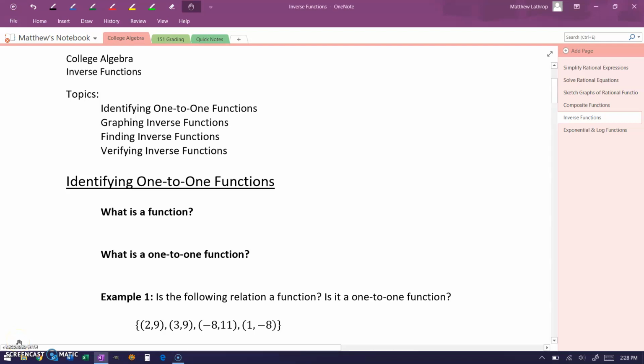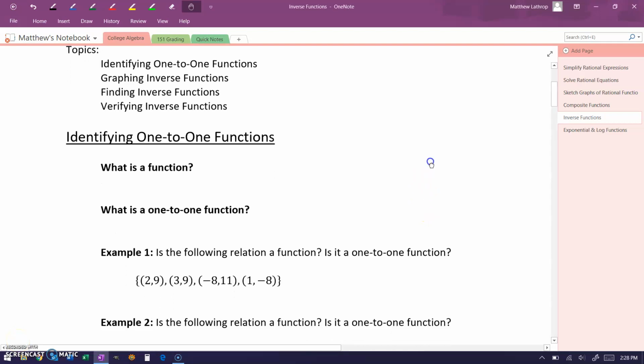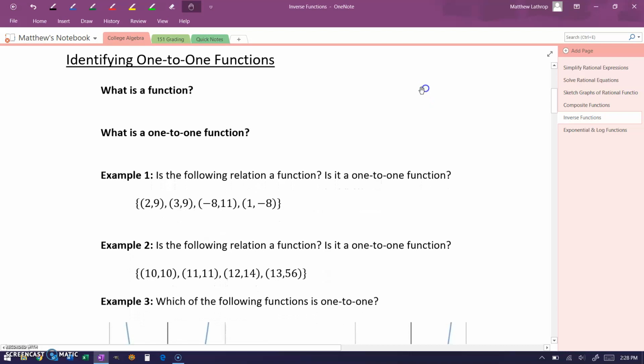Before we begin talking about the idea of inverse functions, we first want to talk about one-to-one functions. And before we even get into that, we want to review what we mean by the concept of a function.